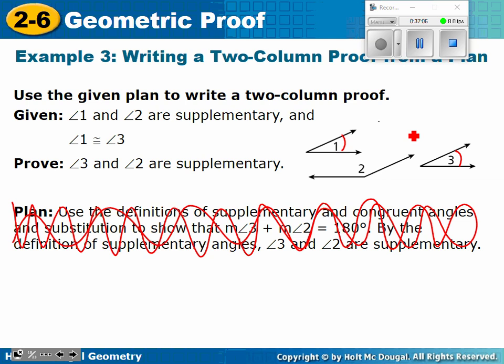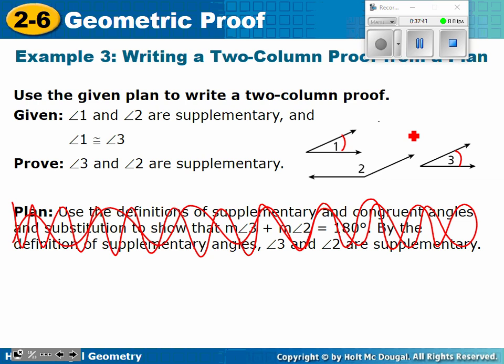Okay, is this what we're trying to prove? Close. Is it exactly what it says to prove? No. This has to be exactly what they tell you to prove before you can stop. So what tells me that if 3 plus 2 is 180, that 3 and 2 are supplementary? Definition of supplementary. And again, remember, it goes both directions. It's biconditional. If they're supplementary, they add to be 180. If they add to be 180, then they are supplementary. And that's why it's important you understand that all definitions are biconditional. They can go both directions.